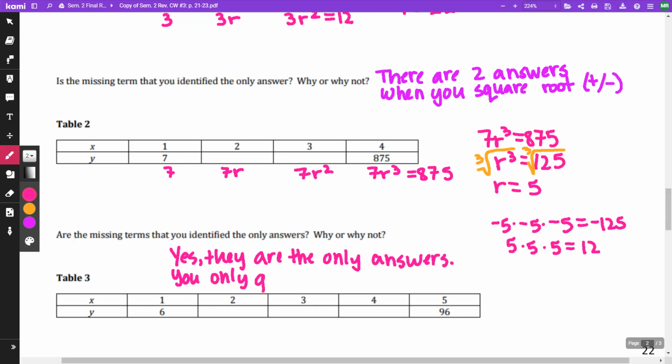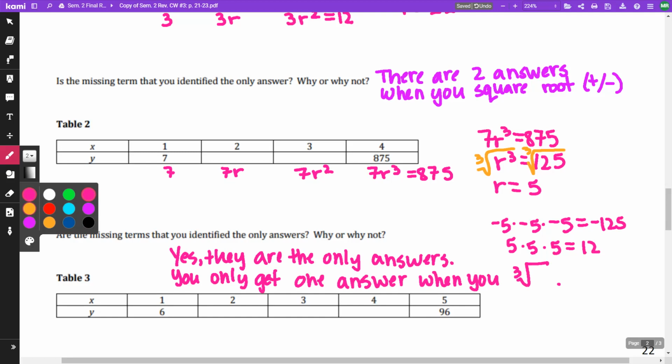You only get one answer when you cube root. You get whatever sign you start with. Now, I didn't actually get the answers here, so let me put our answers in here. So this is 5, so this is going to be a 35, and 35 times 5 is 175, and then 175 times 5 is 875.